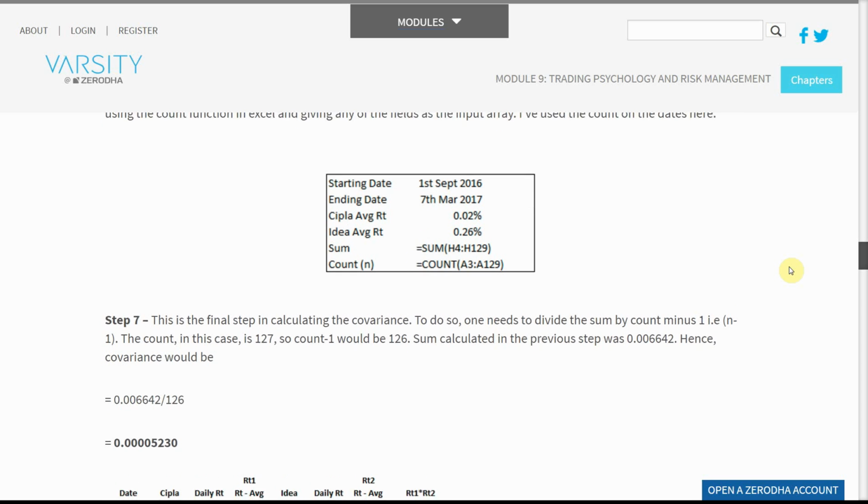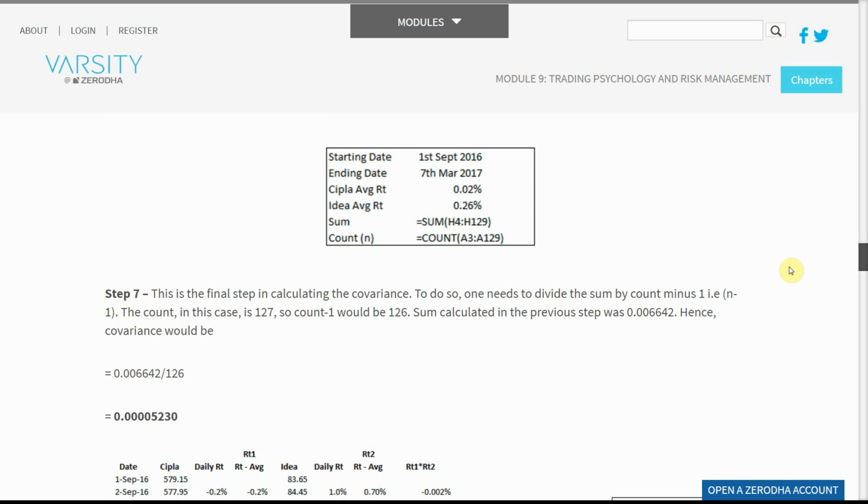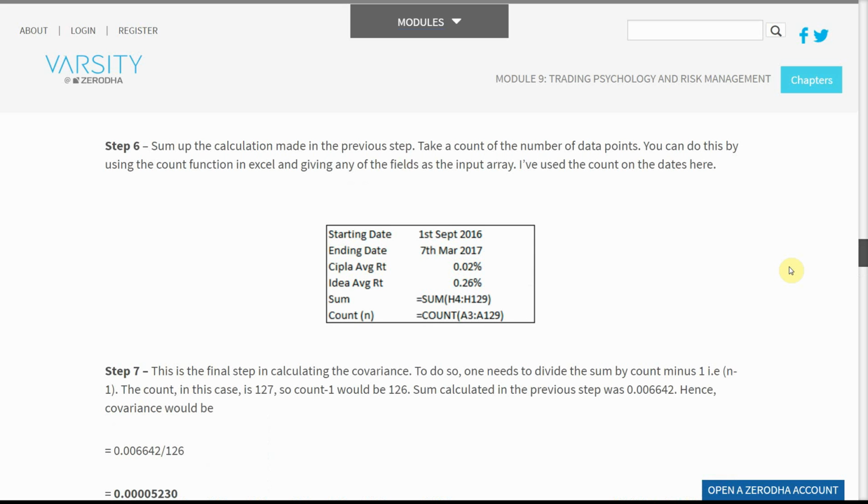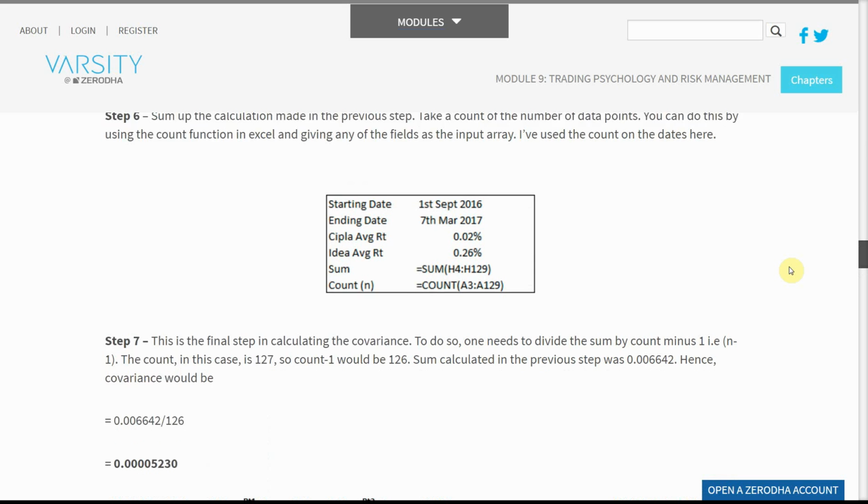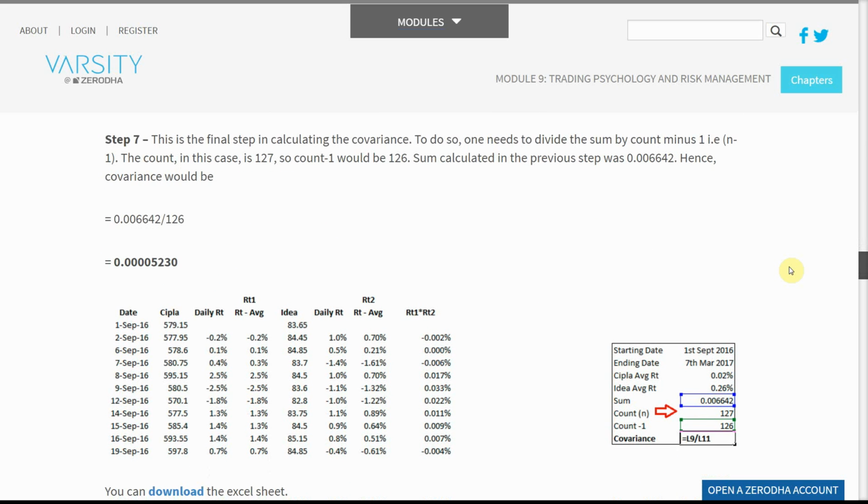To do so, one needs to divide the sum by count minus 1, i.e. n-1. The count, in this case, is 127. So count minus 1 would be 126. The sum calculated in the previous step was 0.006642. Hence, covariance would be equal to 0.006642 divided by 126, which equals 0.00005230. You can download the Excel sheet.